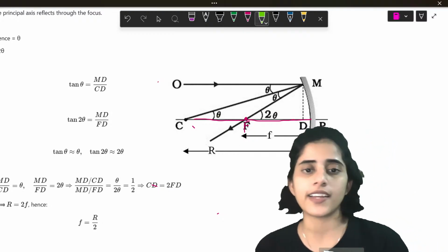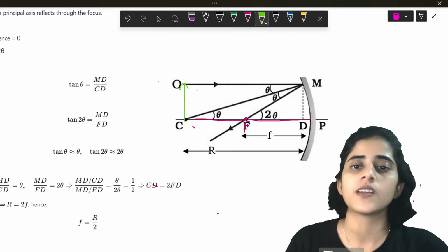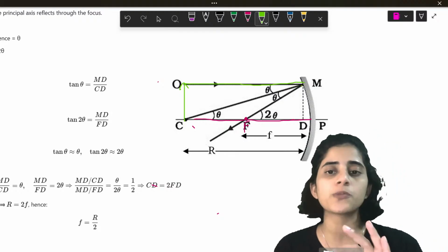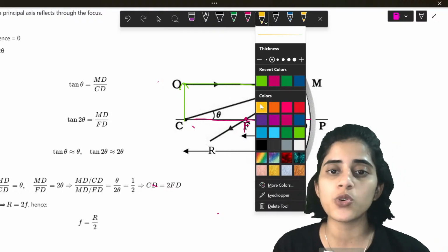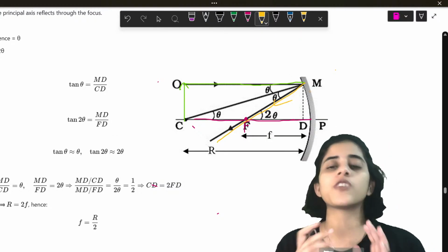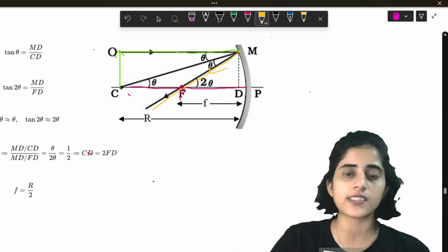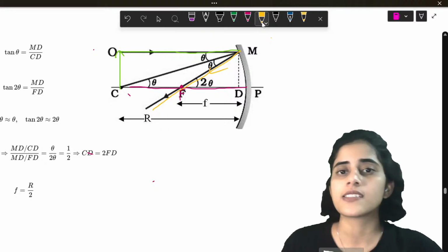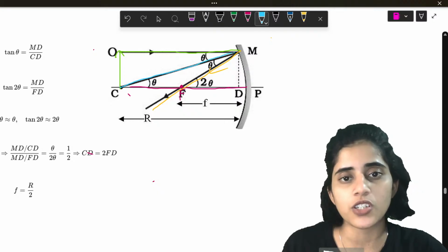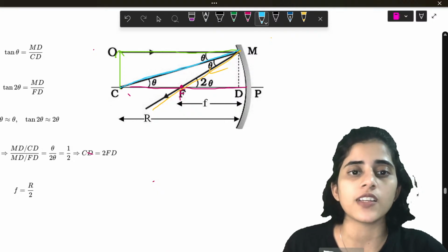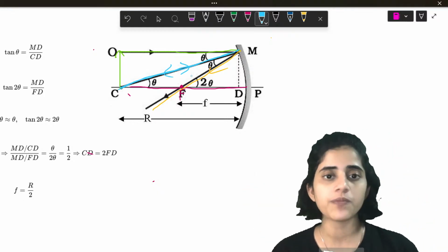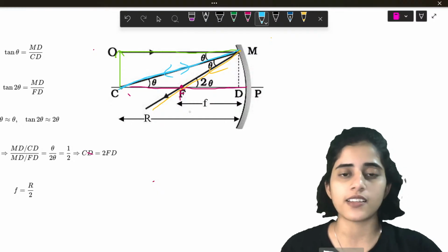Now let's start with the ray diagram. So this is your object. The first ray is parallel to the principal axis. Any ray parallel to the principal axis should pass through the focus. Second rule: any ray that is passing through the center of curvature would pass undeviated. It will take the same path. This is all that is there in the ray diagram.